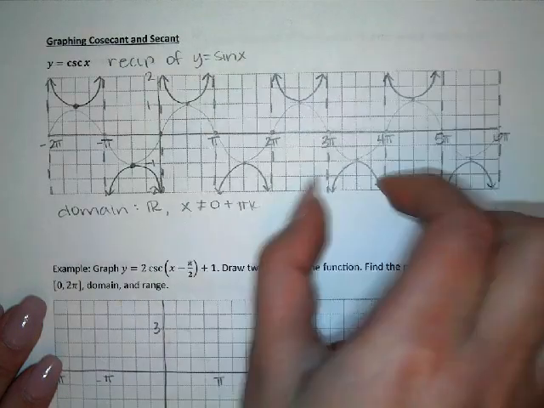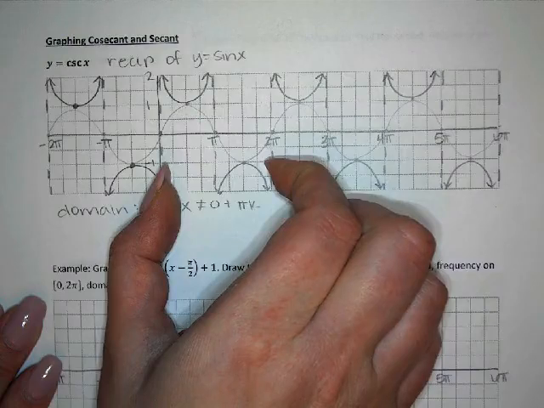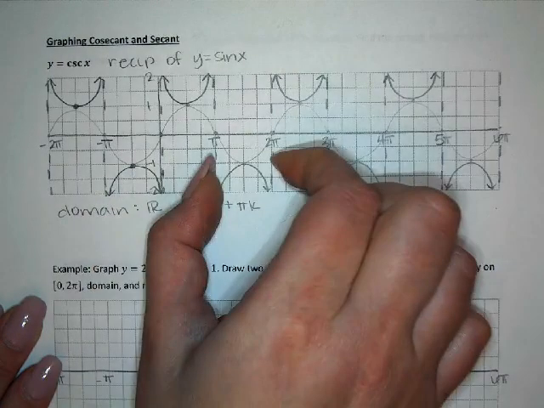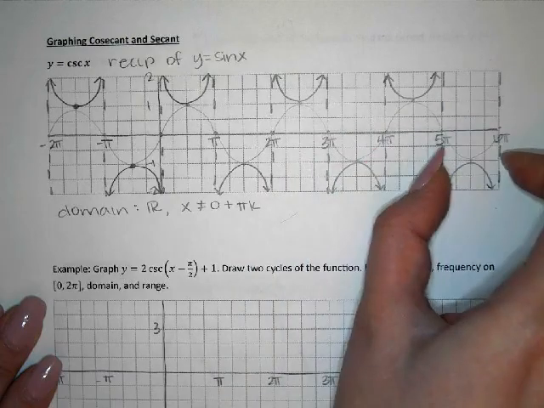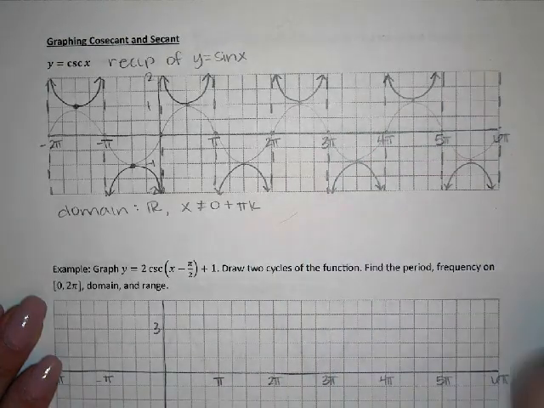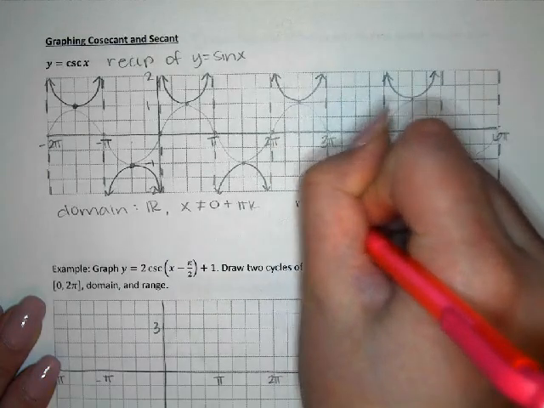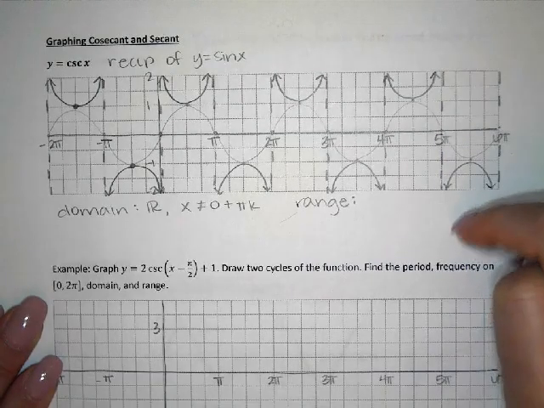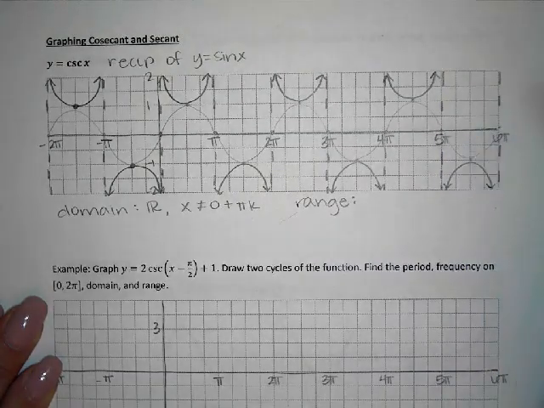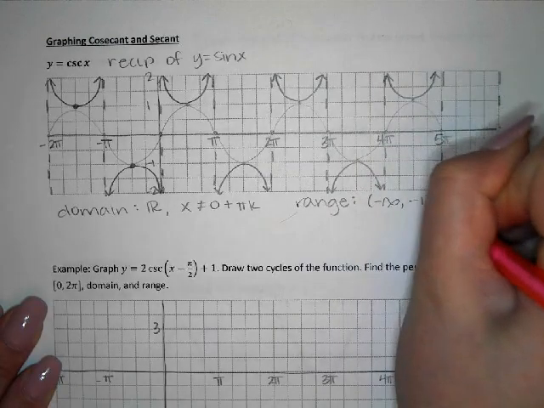The range for this one is a little bit more exciting. We have from -infinity up to -1. So -infinity up to -1, including -1. And then from +1 up to infinity. All right, so that was cosecant.